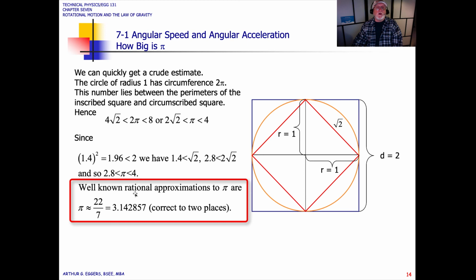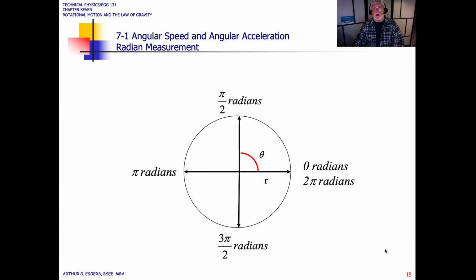A well-known rational approximation to pi then is to say that pi is approximately equal to 22/7. And if you ask your calculator for the number, the answer is 3.142857, off to infinity, correct to 2 places. So the idea here is to try to give you a pictorial understanding, with an illustration, of what pi looks like.